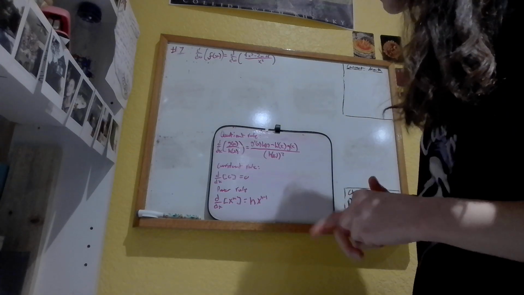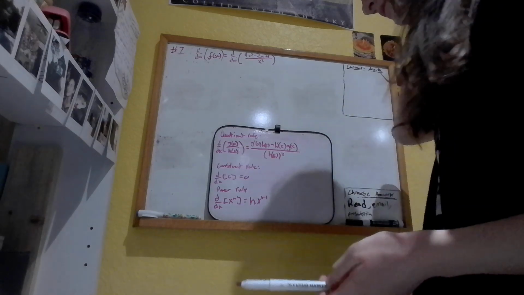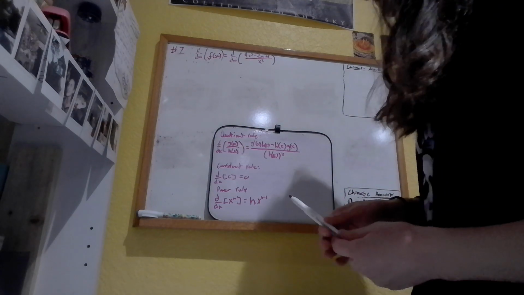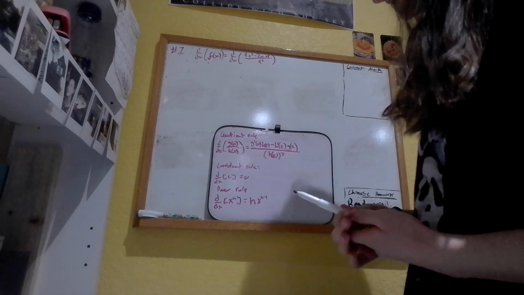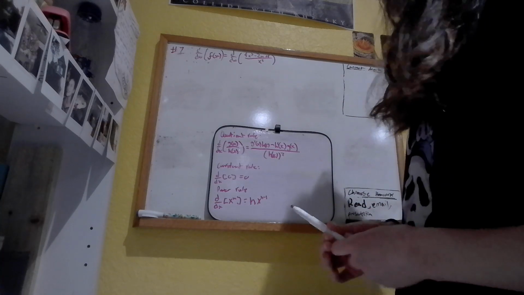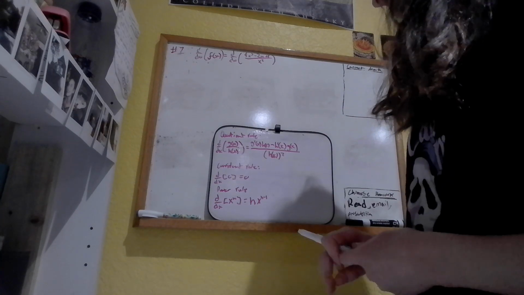So to do this, we will first use the quotient rule, which says that the derivative of a function g of x over h of x is equal to the derivative of g of x multiplied by h of x minus derivative of h of x times g of x all over h of x squared.